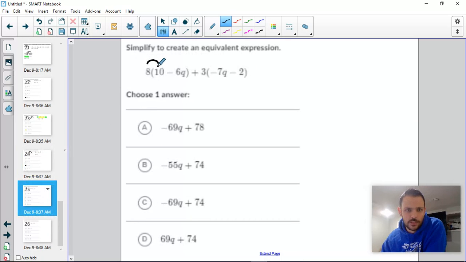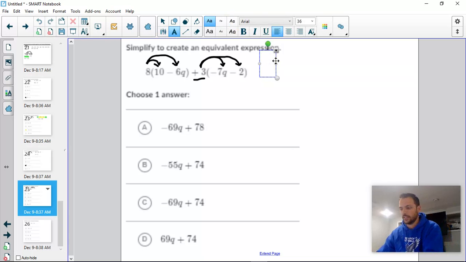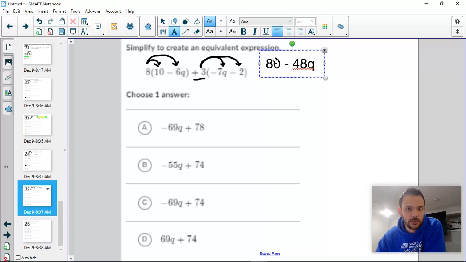We're doing 8 times 10, 8 times the negative 6q. We have a positive 3 here times the negative 7q, and a positive 3 times the minus 2. All right, so first 8 times 10 is 80. 8 times the minus 6q is going to be minus 48q. Positive 3 times negative 7q is going to be minus 21q. And positive 3 times minus 2 is going to be minus 6.